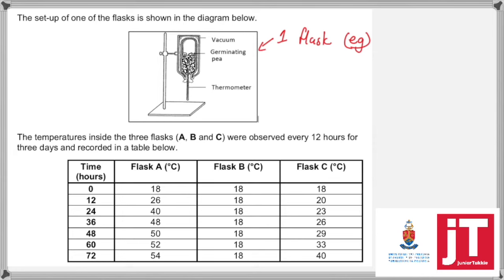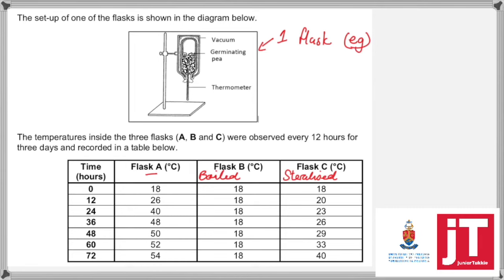Right. Just some things to remember. This is only one of the three setups. You'll see that Flask A was normal, washed in water, placed in a flask at 18 degrees, and that shows the temperature change over 72 hours. Flask B was boiled. Or should I say those pea seeds were boiled. So what did the boiling do to the seed? This tells me it actually removed the seed's ability for cellular respiration. So this actually destroyed the seed completely. So in other words, it killed the seed.